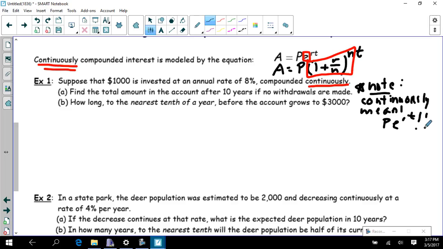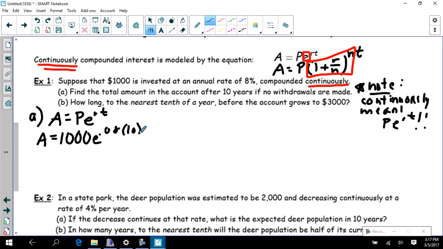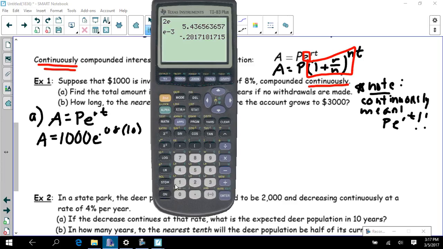Okay, so for part A, we know we're using A equals P e to the rt. So I want the amount in the account, so I'm going to be looking for A. Our initial amount is 1,000 times e. The rate is 0.08 and t is 10. We can just plug that in one step if we're careful. So 1,000 times e raised to the 0.08, and you've got to type times 10. And that's the correct answer, 2,225.54.